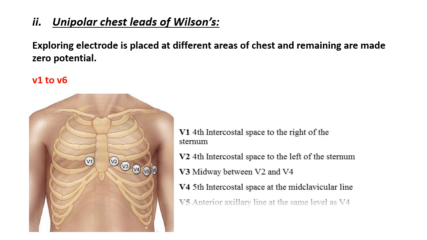V1 is applied at the 4th intercostal space to the right side of the sternum. V2 is applied at the 4th intercostal space to the left of the sternum. V3 is applied midway between V2 and V4. V4 is at the 5th intercostal space at the mid-clavicular line. V5 is at the anterior axillary line at the same level as V4. And V6 is at the mid-axillary line at the same level as V4 and V5.